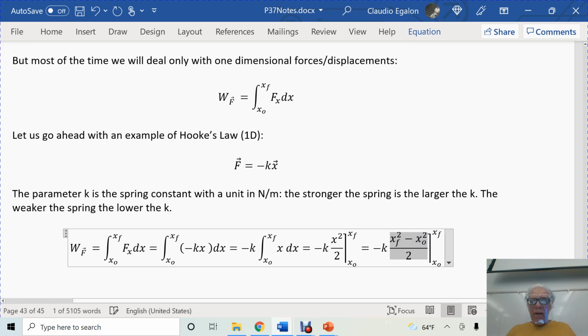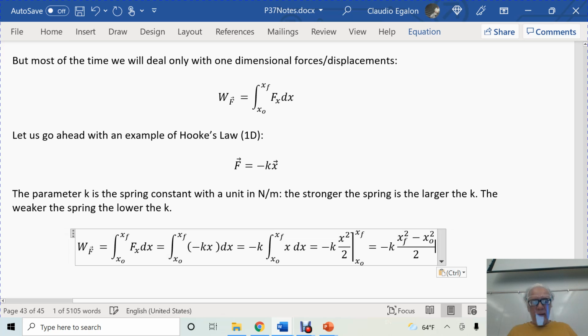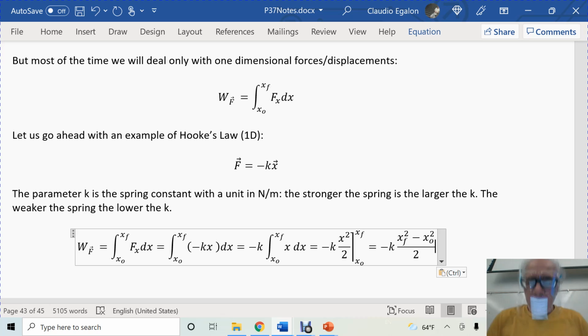Okay, like that. We have this negative sign in there. There's a reason why we have this negative sign there.